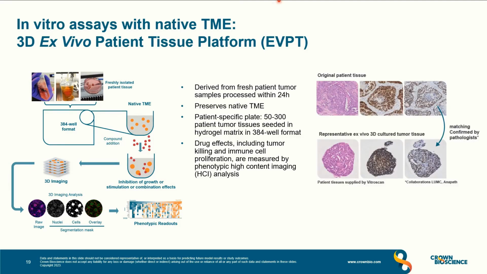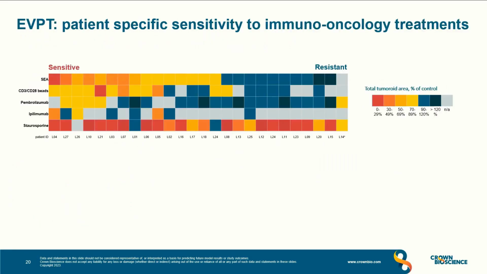Histological analysis of these 3D ex vivo cultures has been shown to closely represent the original patient tissue. We have tested the sensitivity of non-small cell lung cancer tissues to immune checkpoint inhibitors and immunostimulatory controls in our EVPT assay, which you can appreciate here on a heat map. We have found that around 20% of tissues respond to immune checkpoint inhibitors, and this is correlating with the clinical data for this cancer type.